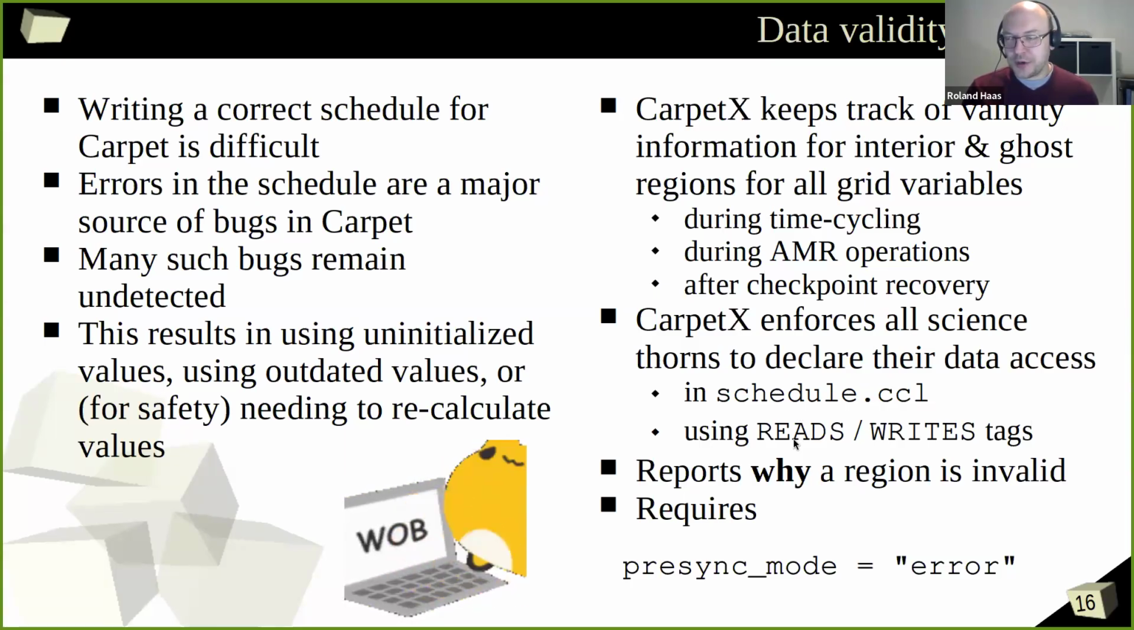This is supported by the presync infrastructure that Steve Brandt added to the Einstein Toolkit a while ago. If anything fails, CarpetX also tries to tell you why something is invalid. It tells you who said this is now invalid, so you can track back and see why this is happening. On just the parameter file level, it does require that you set presync mode as error. I hope I got the right keyword there. Otherwise, it tells you to do this. I won't run otherwise.